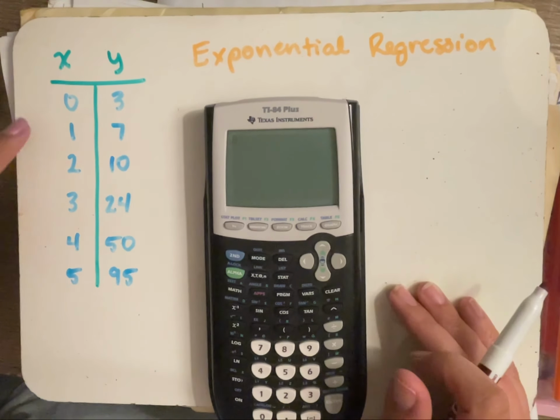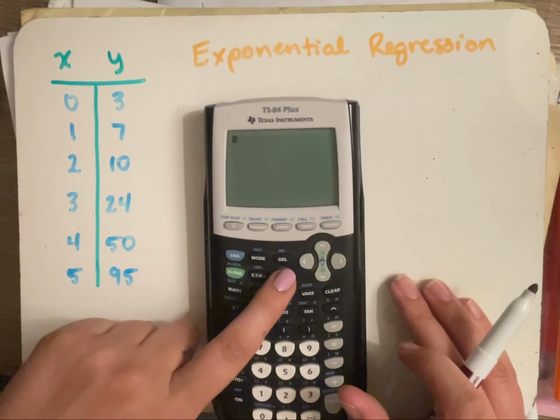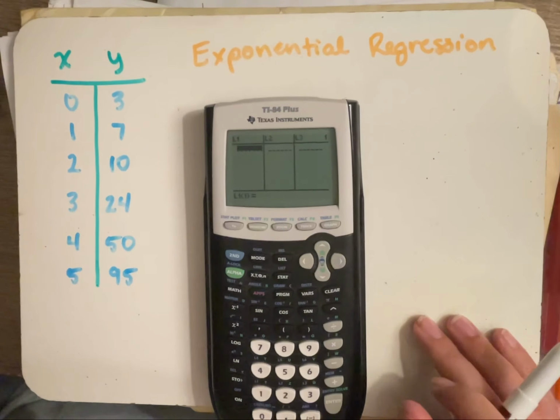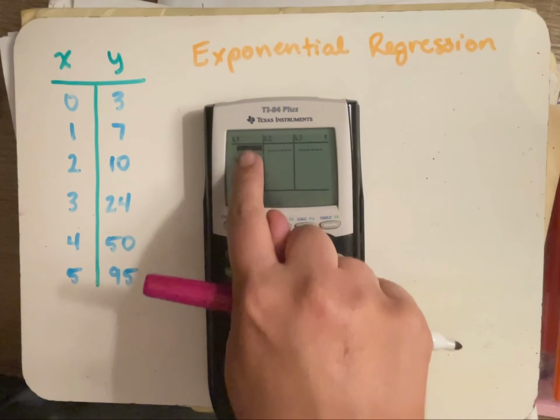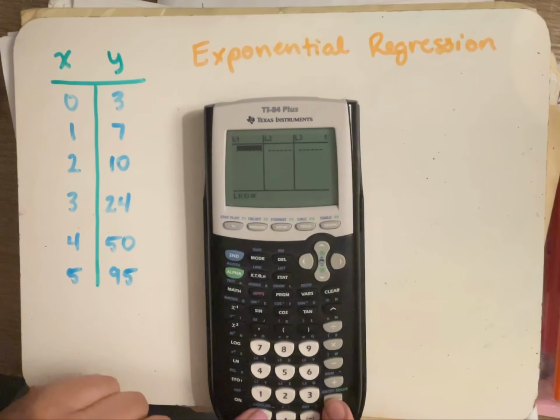So the first thing I need to do is enter this data into my lists. So I'm going to do that by pressing the Stat button, and Edit is the first option, so press Enter. And I'm going to enter the x values in list 1 and the y values in list 2.